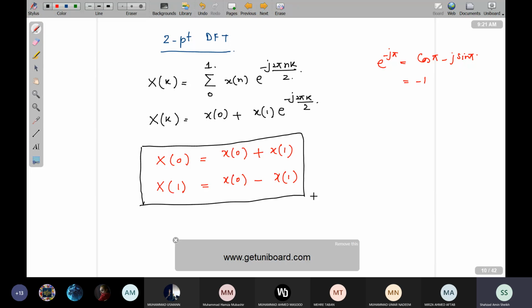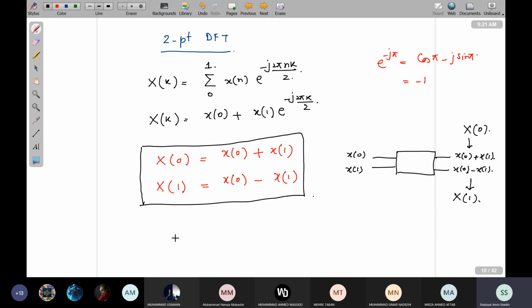Any block there is a block, something is happening inside. x of 0 and x of 1 are going inside, and x of 0 plus x of 1 is nothing but this, that is capital X of 0, and x of 0 minus x of 1 is nothing but capital X of 1. Questions? No question, sir.